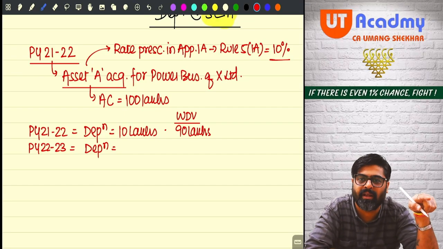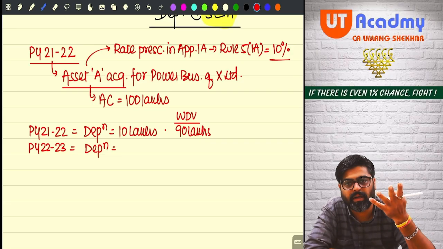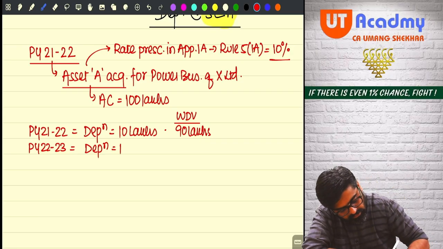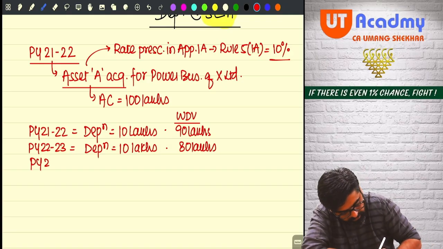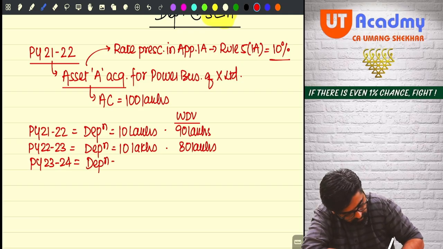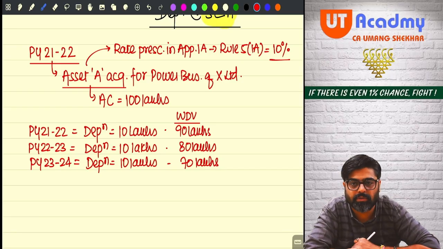Depreciation is not on reducing balance method. It is on SLM basis. Yes or no? So SLM depreciation is always calculated on the actual cost. So what was the actual cost? 100. 10% of that again will be 10 lakhs. So for the second year also, the depreciation will be 10 lakhs and now the WDV will be 80 lakhs. Sure. Now previous year 23-24. Again the depreciation was 10 lakhs and now 70 lakhs will be the remaining cost, WDV.